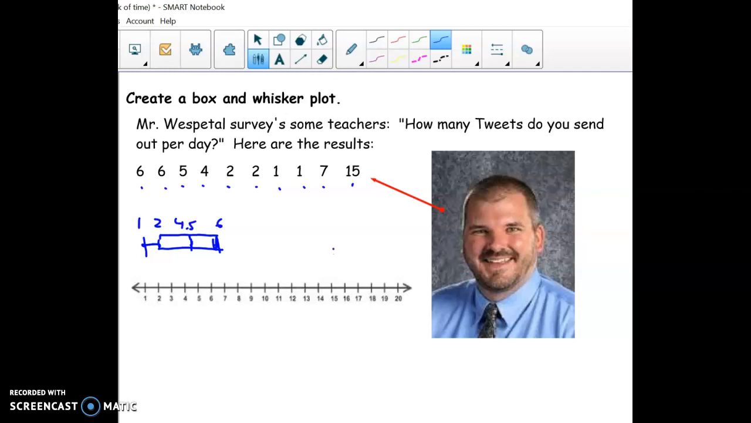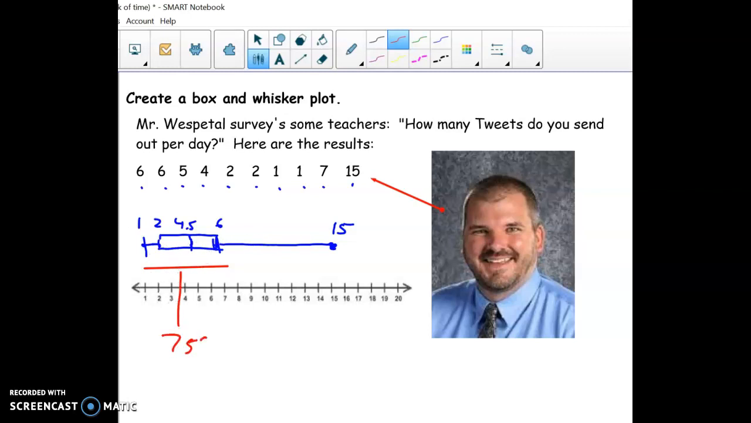And then Mr. Parse out here is 15. So I'm going to draw a long whisker. Okay, and that'll give us an idea that his number is kind of like an outlier because it's pretty far, right? 75% of these tweet numbers are between 1 and 6. So he's pretty far from what's normal. All right, so that's how you make one: draw a number line, label the different pieces. And again, it shows you how the data is spread out.